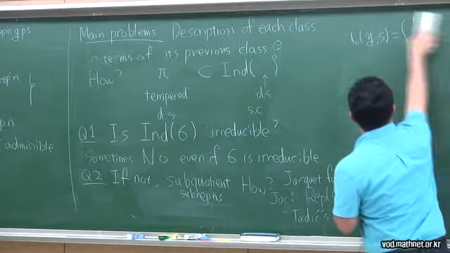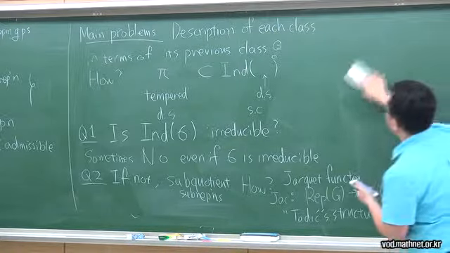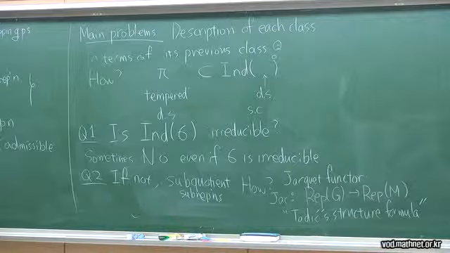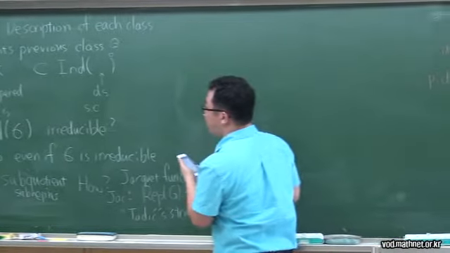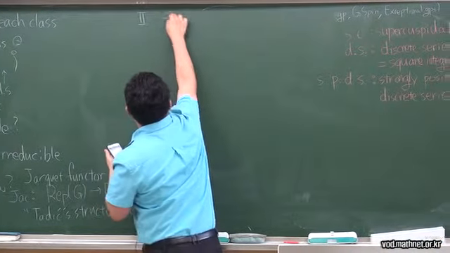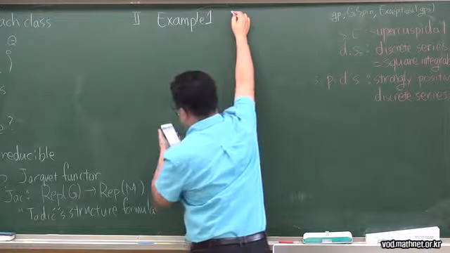So from now on, I'm going to explain the results on the classification of discrete series. The most important example is, of course, GLN.